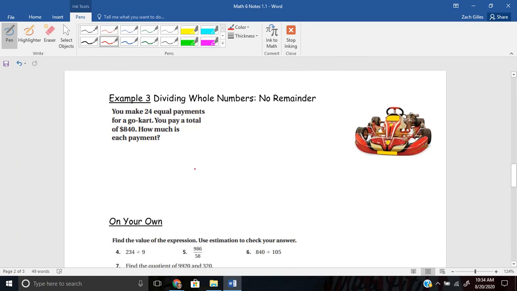Moving on to the third example, we're talking about dividing whole numbers with no remainder. So it says here you make 24 equal payments for a go-kart. When you make equal payments on something, you're dividing them equally. All right, so that's kind of a key word there. You pay a total of $840 for this go-kart. How much is each payment?